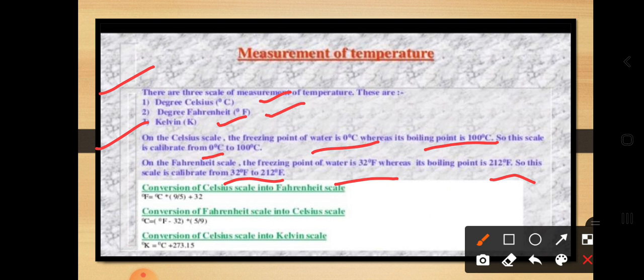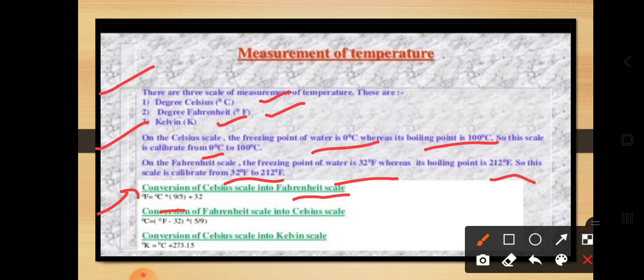So is it possible to change the temperature from degree Celsius to degree Fahrenheit, or Fahrenheit to degree Celsius, or Celsius to Kelvin? Let us understand this. When Celsius is converted into Fahrenheit, what you can do? Here degree Fahrenheit is equal to degree Celsius times 9 by 5 plus 32.